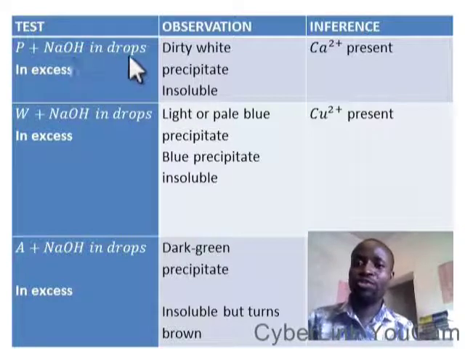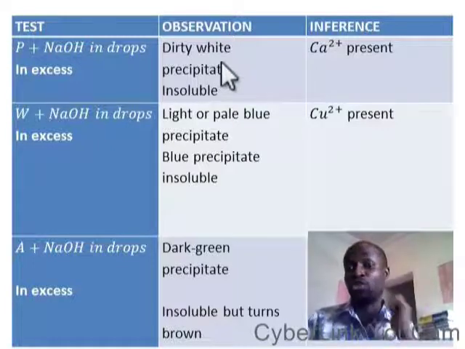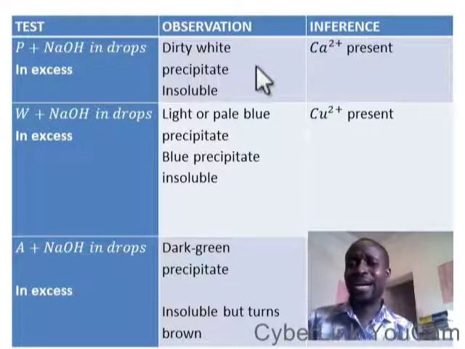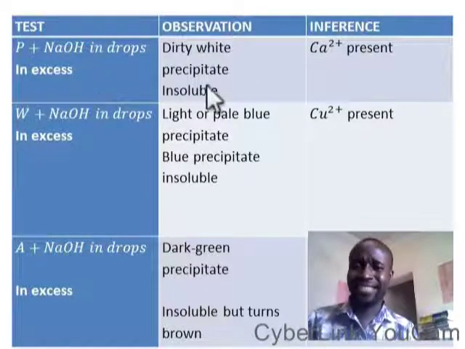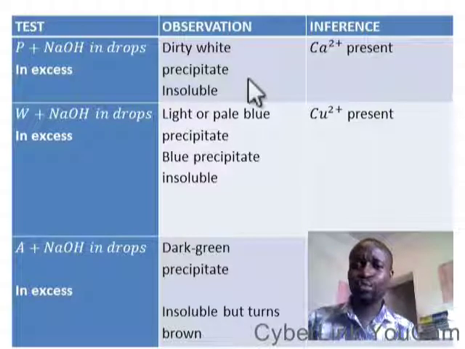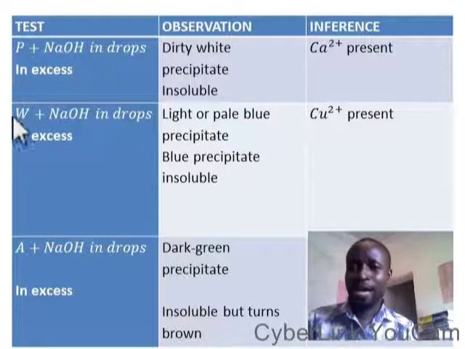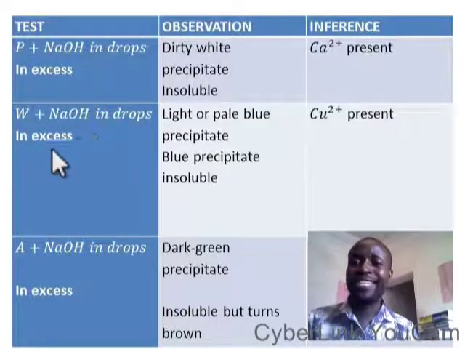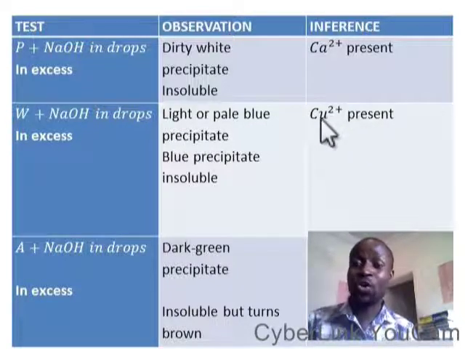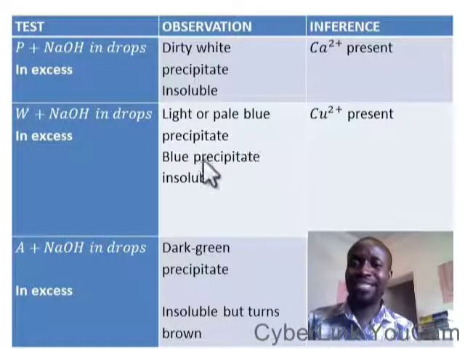P plus sodium hydroxide in drops. You have a dirty white precipitate. As soon as you hear or see dirty white, you are talking about calcium ion. And when you add it in excess, it's insoluble. If it is insoluble, it is calcium. Now, W plus sodium hydroxide in drops. If you have a pale blue precipitate, let your mind go to copper, Cu2+. Now, in excess, the precipitate is insoluble. We are still talking about copper.